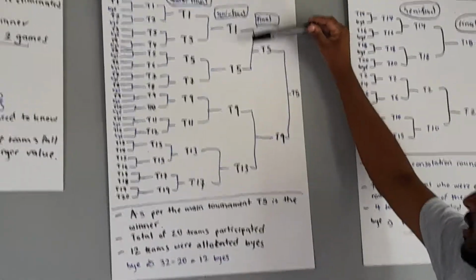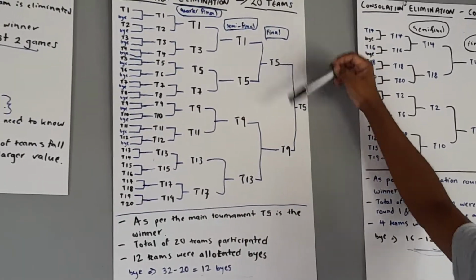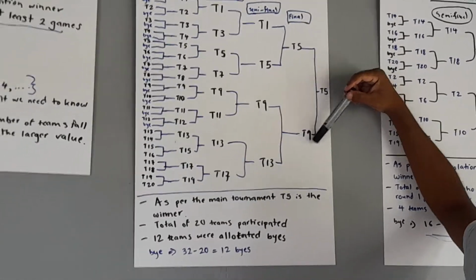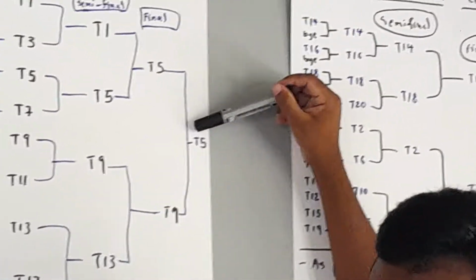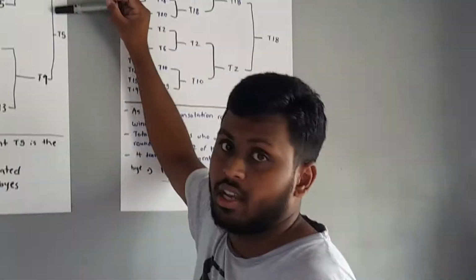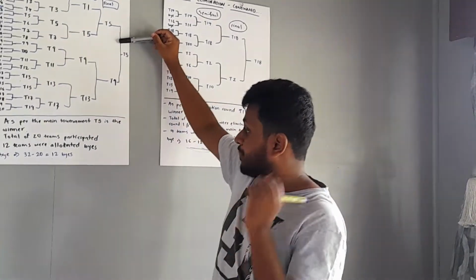So team 1 versus team 5, team 9 versus team 13, and team 5 wins over here, team 9 wins over here. So basically they have played in the final and team 5 won. So team 5 over here is our main tournament winner, right? Team 5 is our main tournament winner, right?